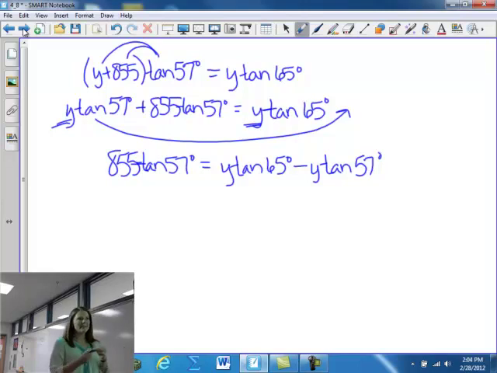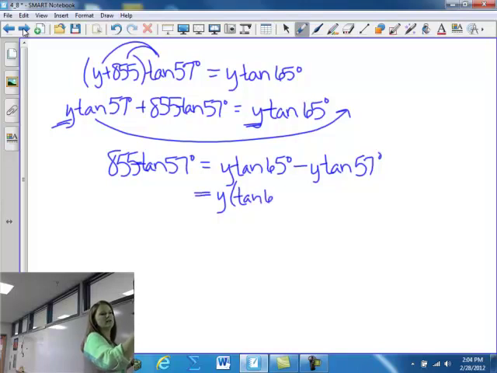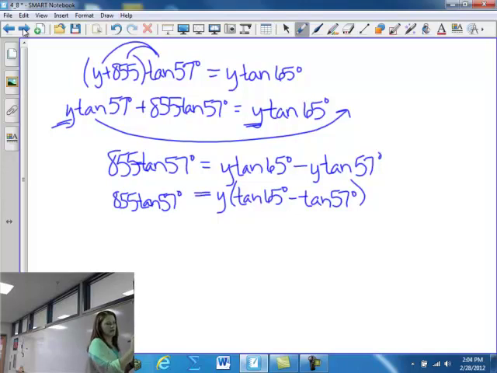Okay, I got the y's on the same side, but I can't combine them because one has a tangent of 65 and one has a tangent of 57. Any ideas? How about factoring? Oh, I'm so glad you said that. Okay, so we're going to factor out the y, and then we have the tangent of 65 minus the tangent of 57, which we know is just a number, but it's not a very pretty number, so let's just leave it like that. And that's going to equal 855 tangent of 57. And then how can we get the y by itself? Divide by that big mess in the parentheses. Okay, so 855 tangent of 57, divided by the big mess in the parentheses.